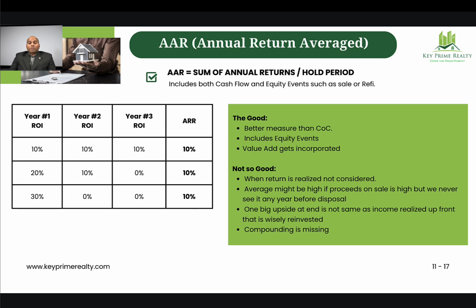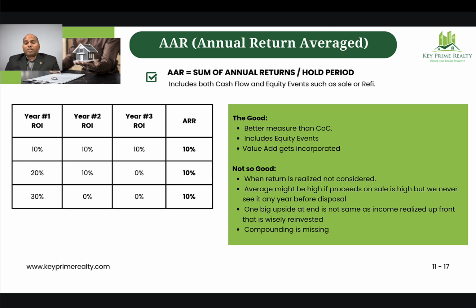So average annual return is an easier calculation, it's easy to understand, and it's also a decent return metric to look at. It's also similar to the equity multiple, where say you're making 2x after 5 years, as an example.